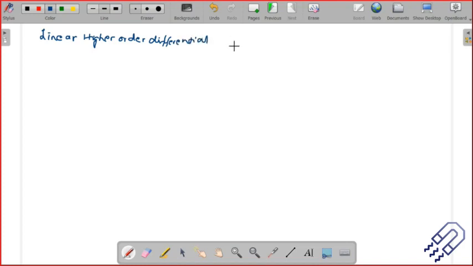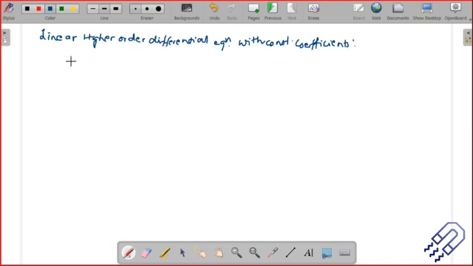Okay, linear higher order differential equation with constant coefficients. Now this is important. We are not going to shift much from here. If you are doing an MSc in maths, probably you will go further with this, but we are going to stop here. Constant coefficient, that's an important term.